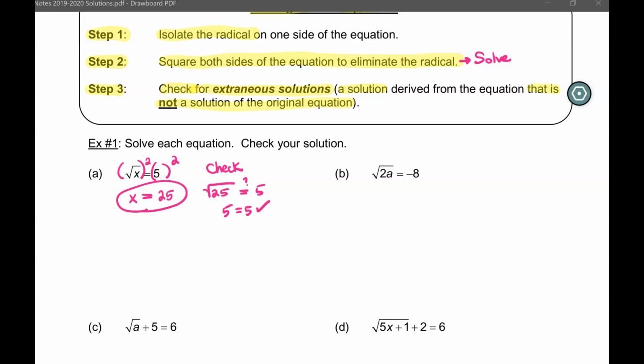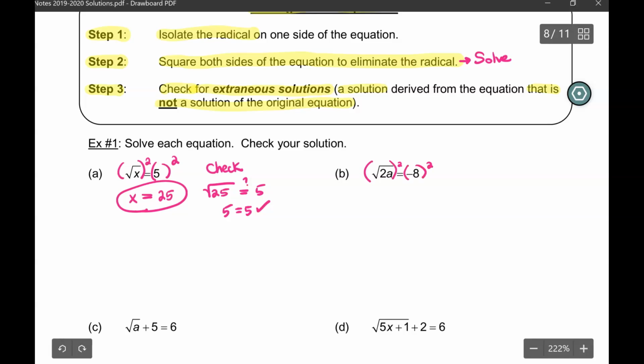Okay, so B, step one, isolate the radical. So the radical is already on the left side. So we're at step two, we're going to square both sides. So I get 2a, because the square root and the square cancel each other out. And when I square negative 8, I get a positive 64. Now we're going to divide both sides by 2. So we get a equals 32.